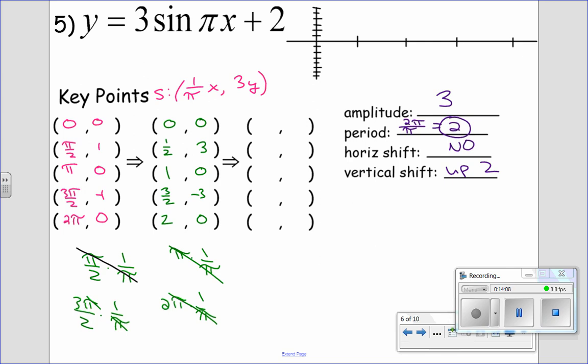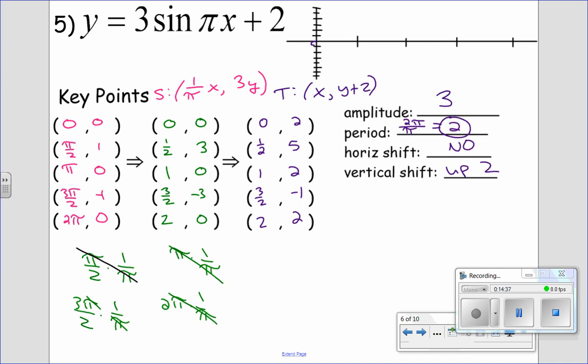All right, time for our translation column. For our translations, our x's are not doing anything, but our y's are going up 2. So I can keep all my x's the same, and I can add 2 to all my y's. Ta-da. Does that look like about what you guys had? Good.